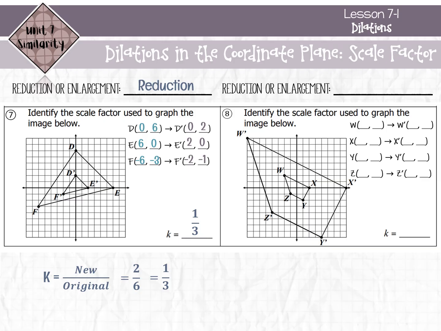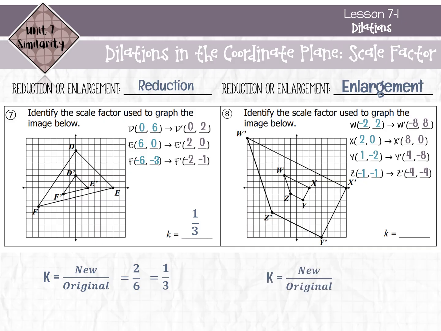In the next one, look at the W, X, Y, Z, and the W prime, X prime, Y prime, Z prime. It is a trapezoid, and it got larger. It's an enlargement. Our points: W's at the point negative 2, 2, whereas W prime is at negative 8, 8. X is at the point 2, 0, whereas X prime is at the point 8, 0. Y is at the point 1, negative 2. Y prime is at the point 4, negative 8. Z is at the point negative 1, negative 1. And Z prime is at negative 4, negative 4.